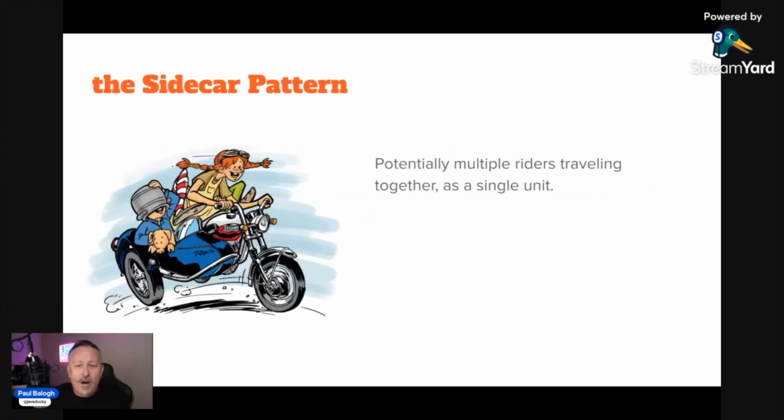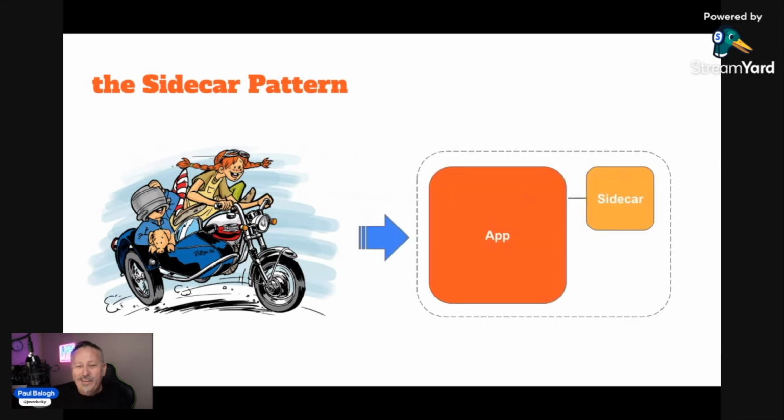So, what do you think about when you hear the word sidecar? Well, if you're anything like me, the name conjures up visions of the motorcycle sidecar, where multiple riders can travel together as a single unit, and even avoiding any possible awkwardness from being the one on the back of the bike. But if we take this visual and we apply it to the application with its sidecar, we end up with a diagram similar to this.